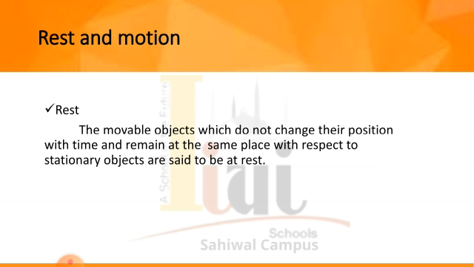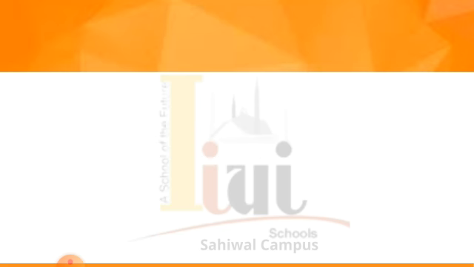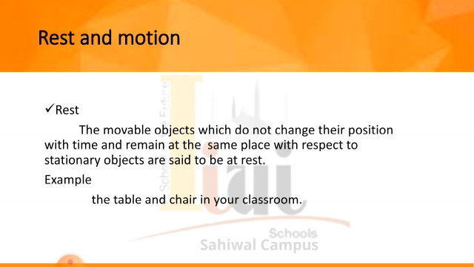For example, if we have a few examples of rest, it can include the table and the chair in your classroom. These are in the state of rest with respect to other stationary objects, and these are said to be at rest. We have other examples on page number 124. For example, a book lying on a table, a television set in a room, a ceiling fan, and a car standing in a car park are also at rest.